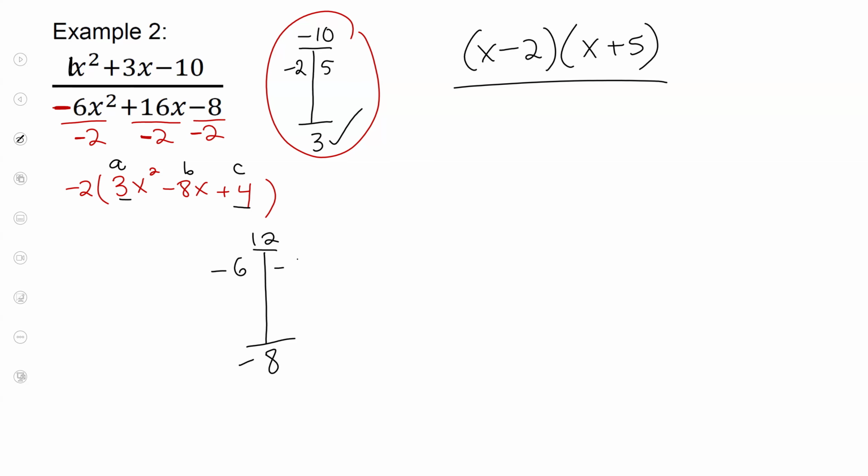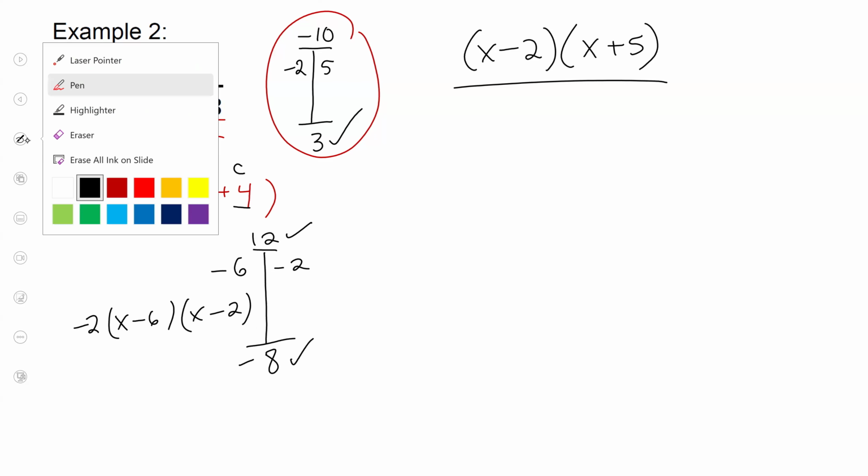Good. Thank you, Blaine. -6 times -2 is 12. -6 and a -2 is -8. So those work. So we're not done. -2's on the outside, and my factors are x minus 6, and x minus 2. This method is called slide and divide method. You have to divide at the end.